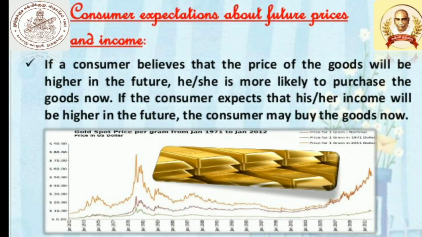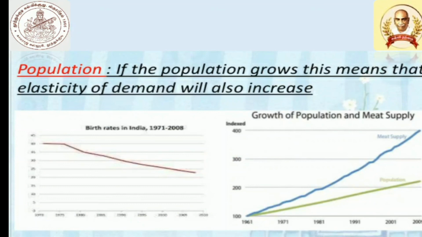Next, consumer expectations about future prices and income. If a consumer believes that the prices of a good will be higher in the future, he or she is more likely to purchase the good now. If the consumer expects that his or her income will be higher in the future, the consumer may buy the good now.